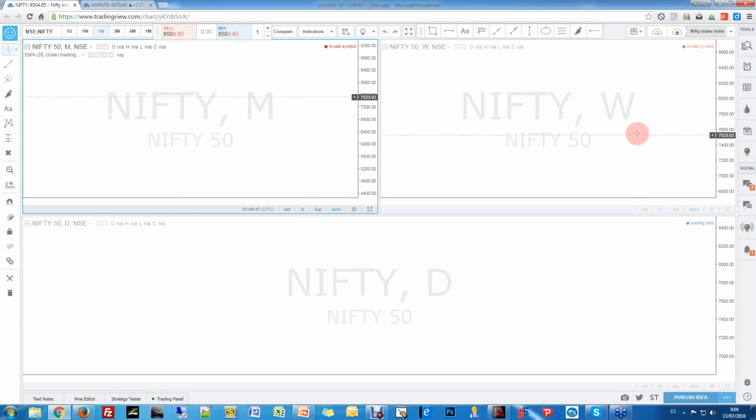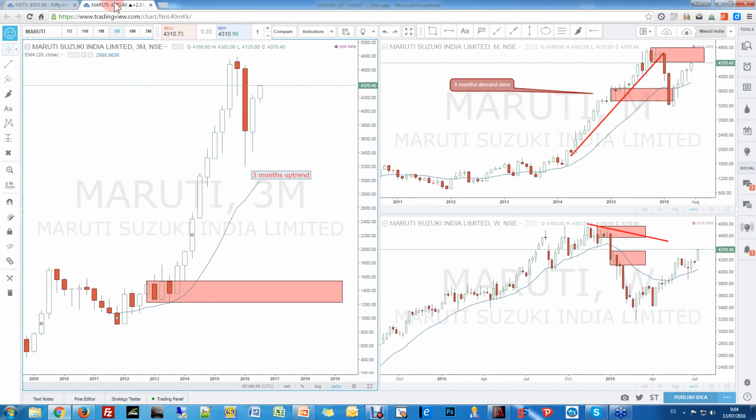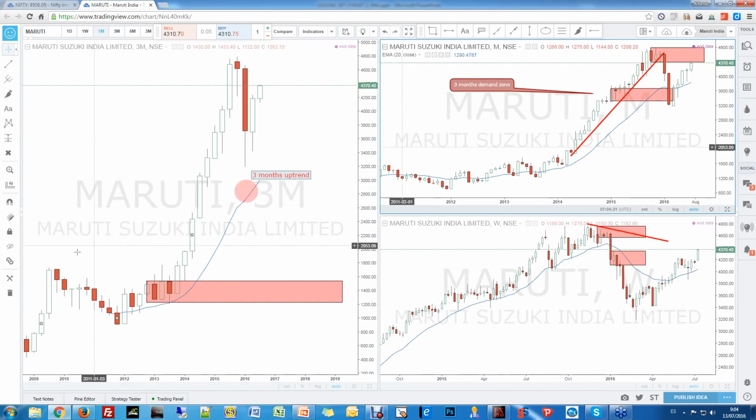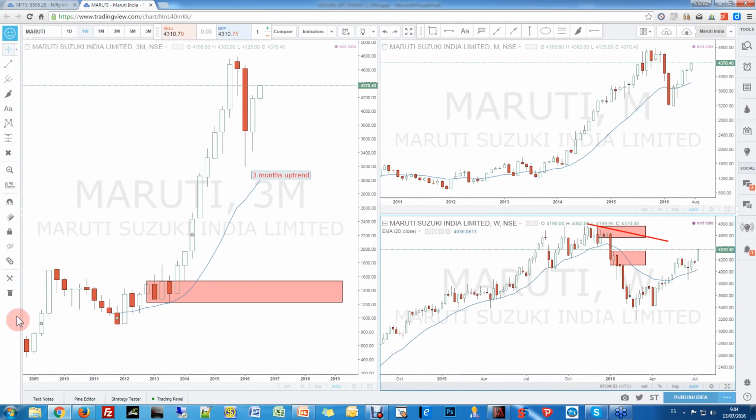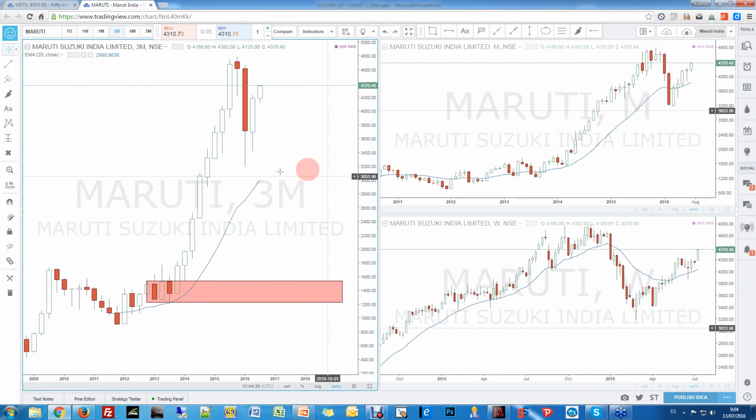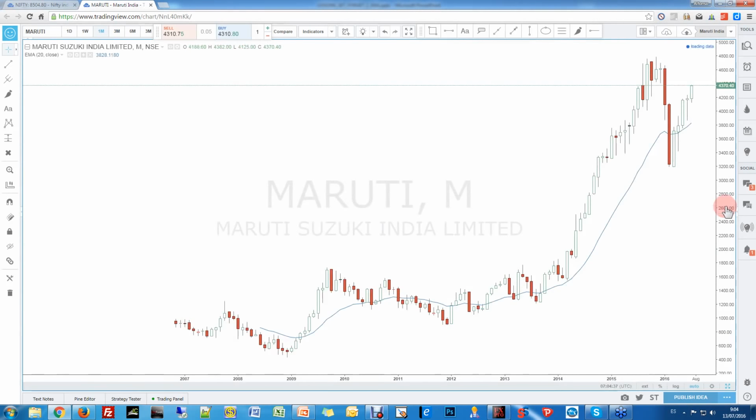For example, let's start with Maruti. Let me clean all this. This is a well-known stock. We'll start with a 3-month trend here. We've got an uptrend on the month, 3 months, fast retrace to this area on the monthly, and then price now is rallying. On the monthly, this is what we have.